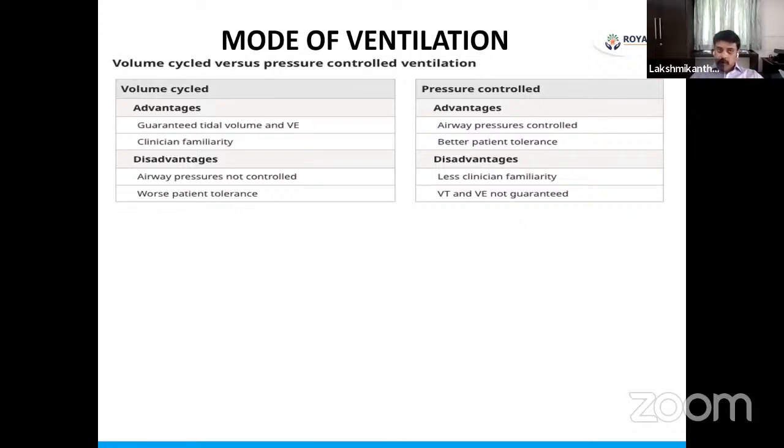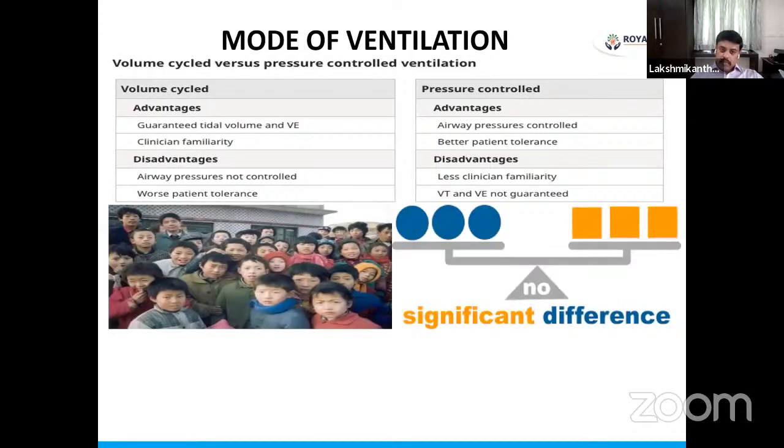So, which one to choose? Definitely, there is no significant difference between a volume cycle or a pressure controlled mode. You choose whichever is comfortable for you, but with the volume control mode, keep a close eye on your pressures. If you're using a pressure control mode, keep a close eye on your tidal volume. Set appropriate alarms and see that the other variable doesn't go beyond your limit. This was the thing, and we still use these two modes.